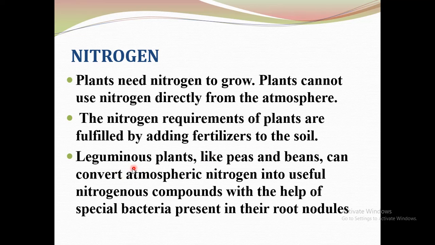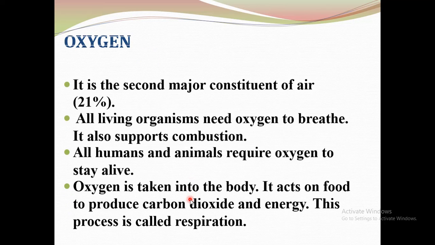Not only that, leguminous plants like peas and beans convert atmospheric nitrogen into useful nitrogenous compounds with the help of special bacteria present in their root nodules. These bacteria fix atmospheric nitrogen into useful nitrogenous compounds, which are used by the plant for its growth.